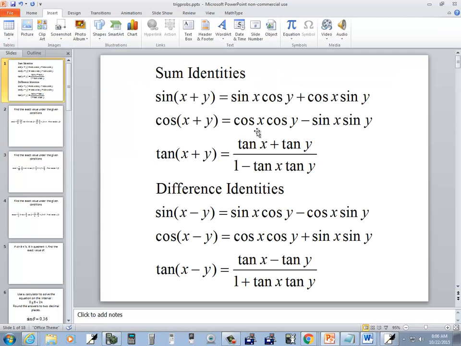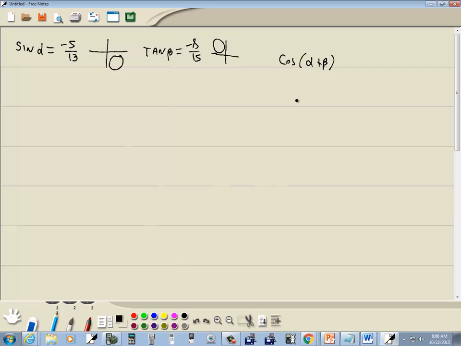Well, if we come over here, we'll write down our formula. So it'll be the sum identities, the cosine specifically. And I'll replace the x with alpha and y with beta. So we're going to have cosine alpha cosine beta minus sine alpha sine beta. So those are the 4 items we need. Well, we're given one of them, sine alpha.